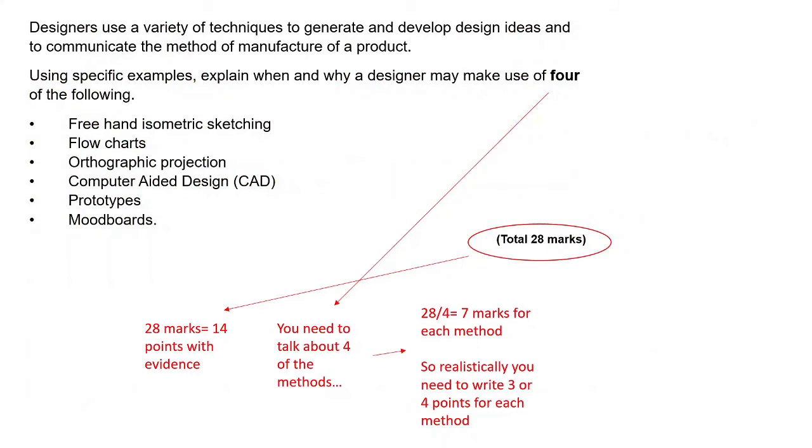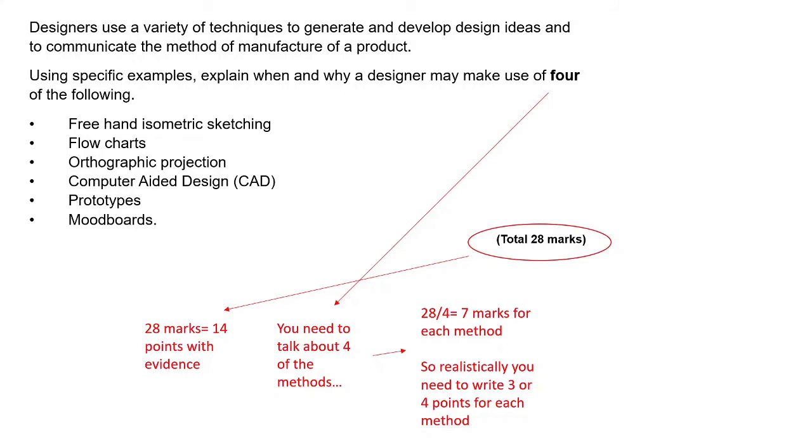So next question. Designers use a variety of techniques to generate and develop design ideas to communicate the method of manufacture of a product. Using specific examples, explain when and why a designer made use of 4 of the following: freehand isometric, flowcharts, orthographic projection, CAD, prototypes, and mood board.